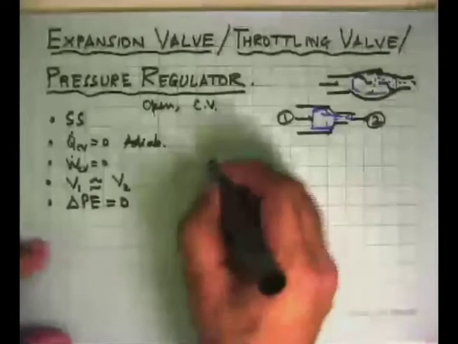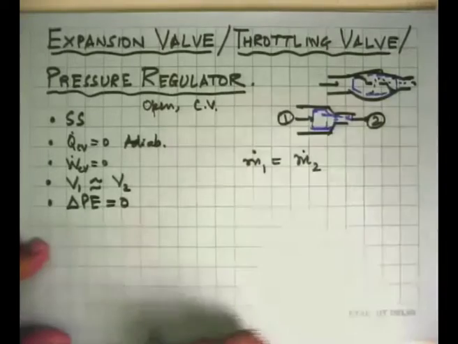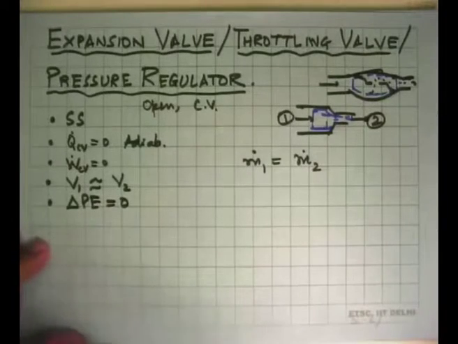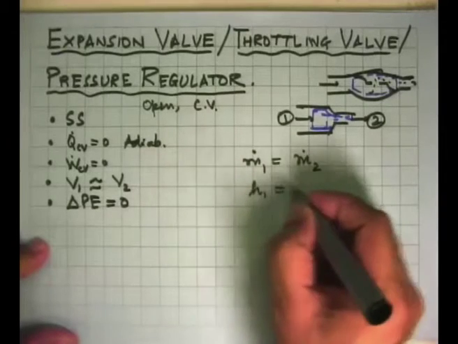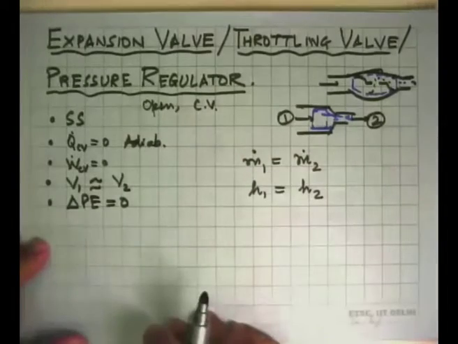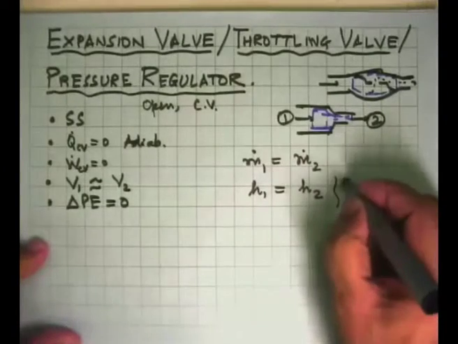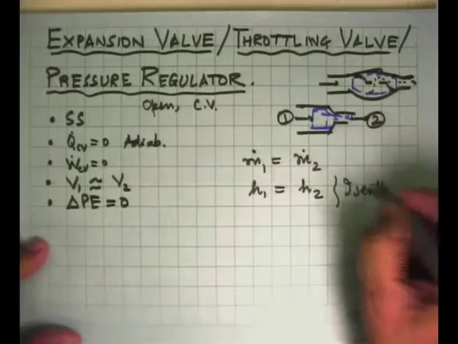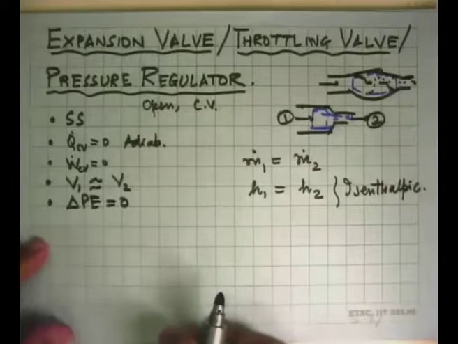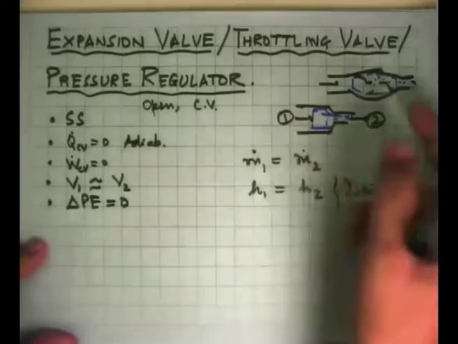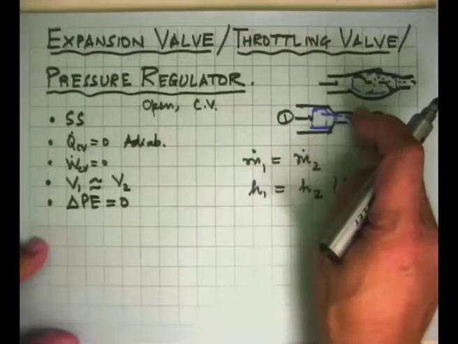So the conservation of mass equation tells us that m dot 1 is equal to m dot 2, and the conservation of energy tells us that h1 is equal to h2. And so this type of process is isenthalpic. Inlet and outlet enthalpies are the same, but what we have done is we had a high pressure, high temperature here, we got a much lower pressure on the outside.